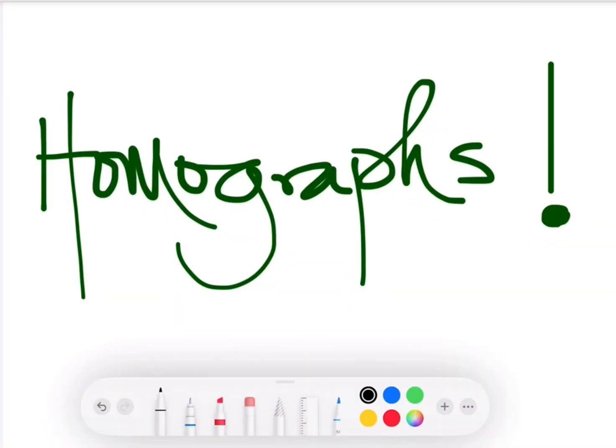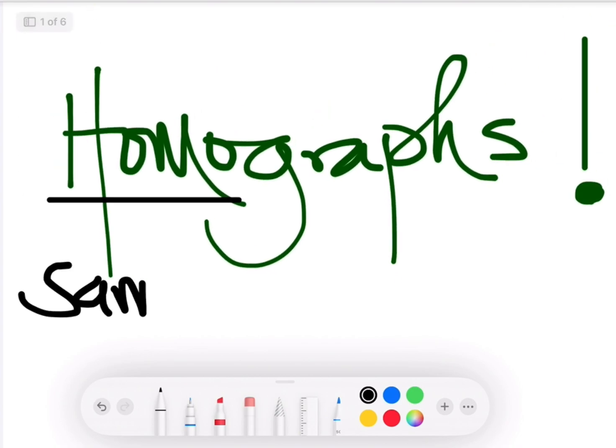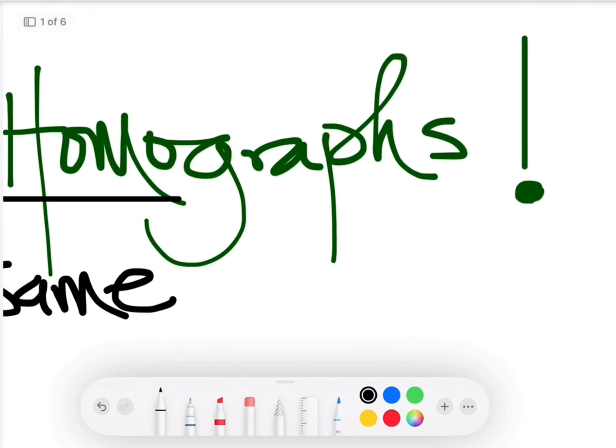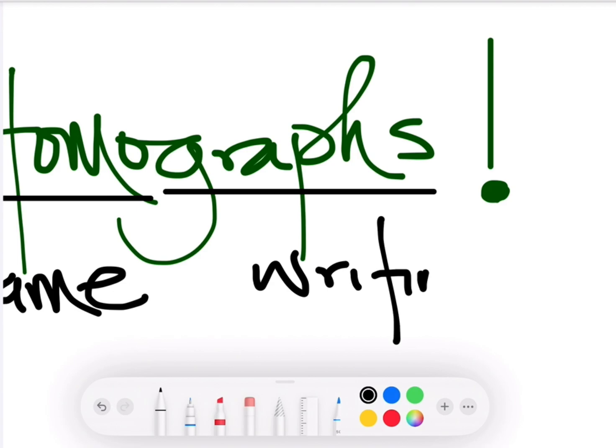In this episode, we're going to be explaining homographs. No time to waste, straight to the point, and we're done. Then we move to the next. Homo means same, and then graph basically means writing or spelling.